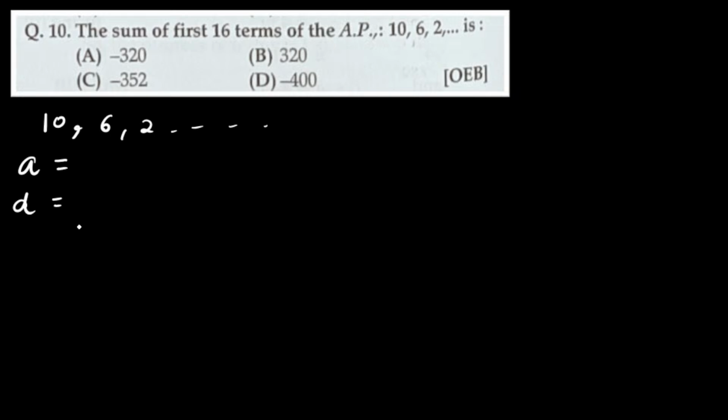Because the sequence is given to us, from the sequence you have to see the value of A and D. Yes, A is 10. Very good. And what's the value of D? D is -4. So this is 6 minus 10, which is -4.